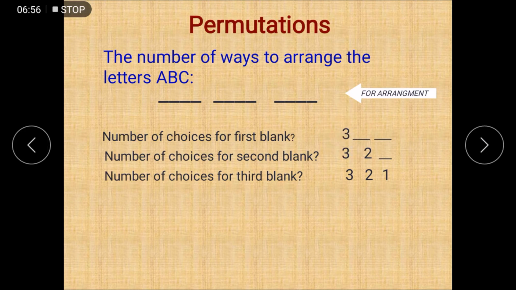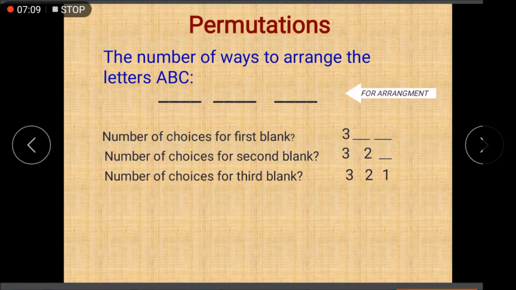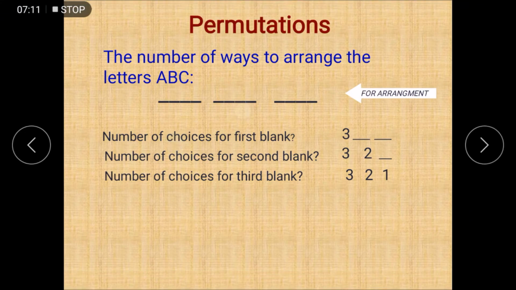For the second blank, the second space here, if A is taken, I am left with B and C. If B is taken for the first space, I will be left with A and C for the second one. That means the second space is always left with 2, because one letter is taken by the first one. The third place has only 1 possibility. That means the total outcome that I can get is 3 times 2 times 1. Can you see that? So there are 6 possibilities.